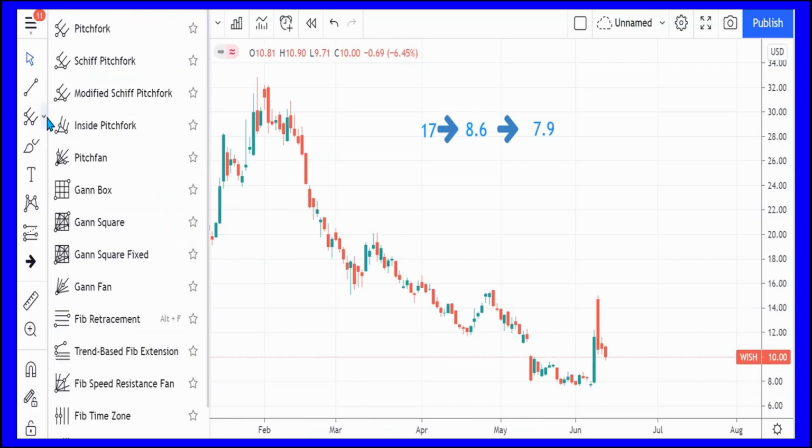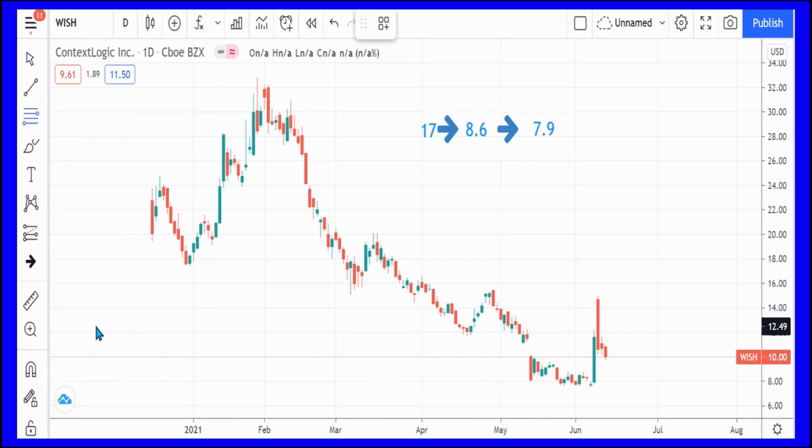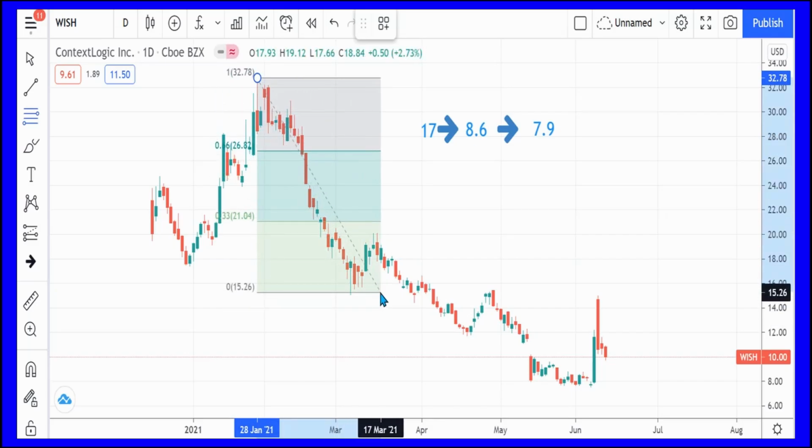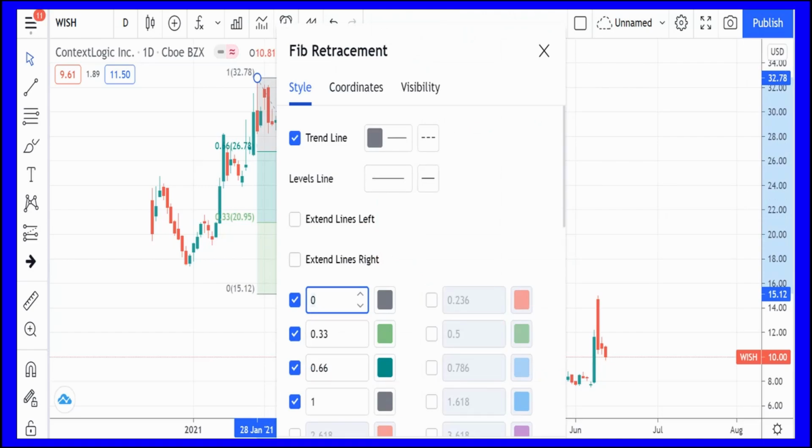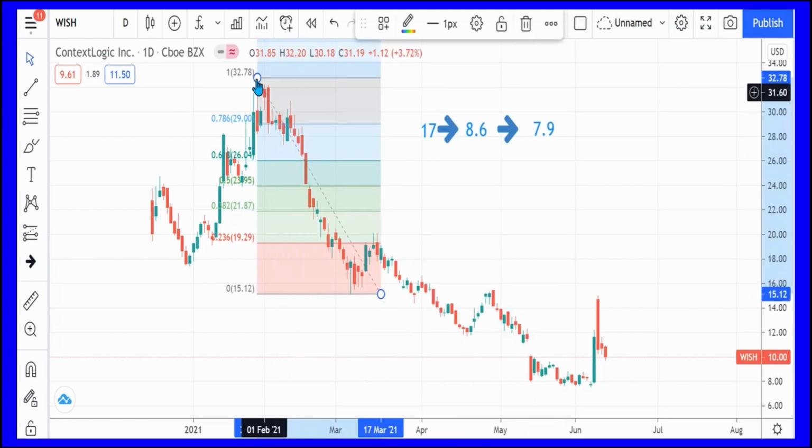We will use the Fibonacci retracement tool. So let's take from the high here all the way down to here. Okay, so I'm going to enable all my Fibonacci levels. Give me a minute. So I'm going to enable all my Fibonacci levels here. Okay, so the levels are shown here.